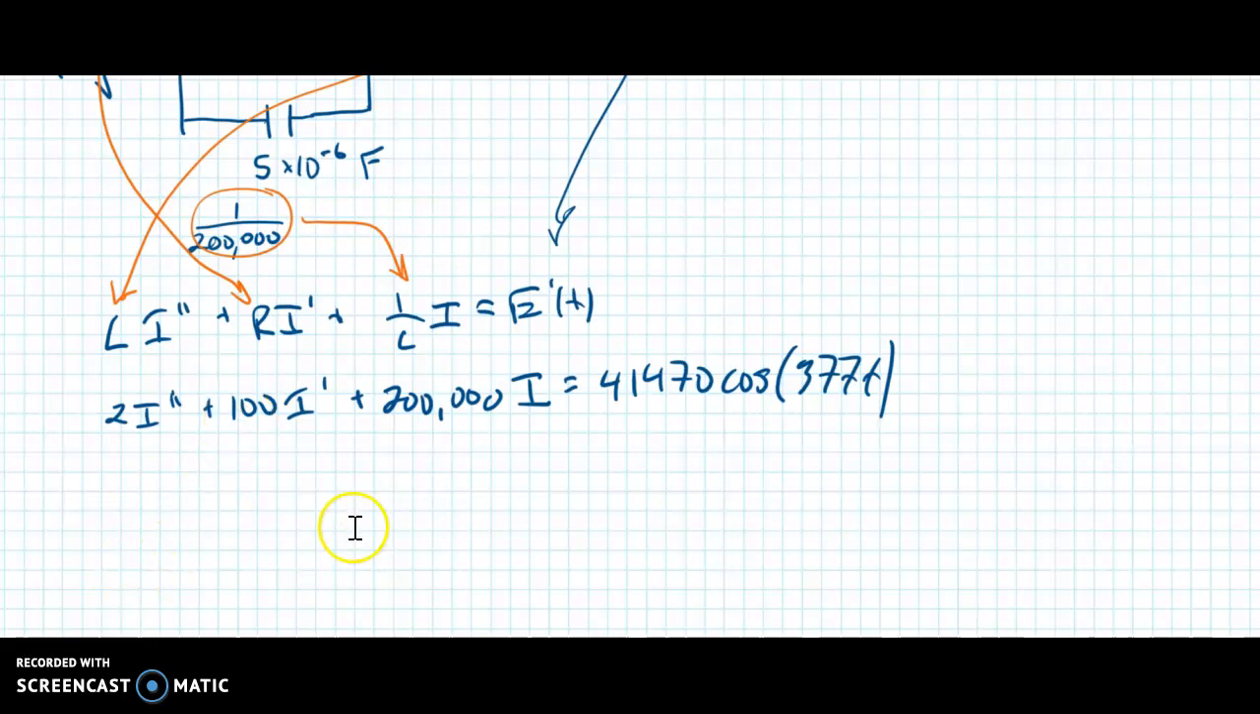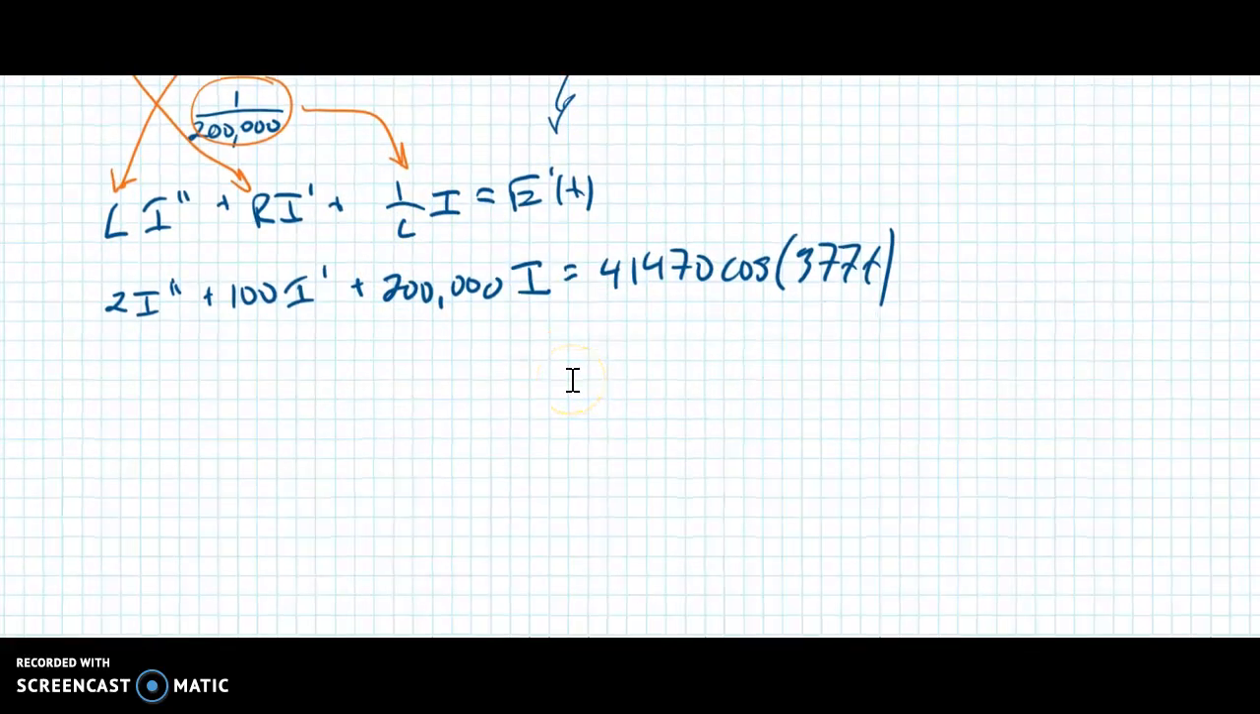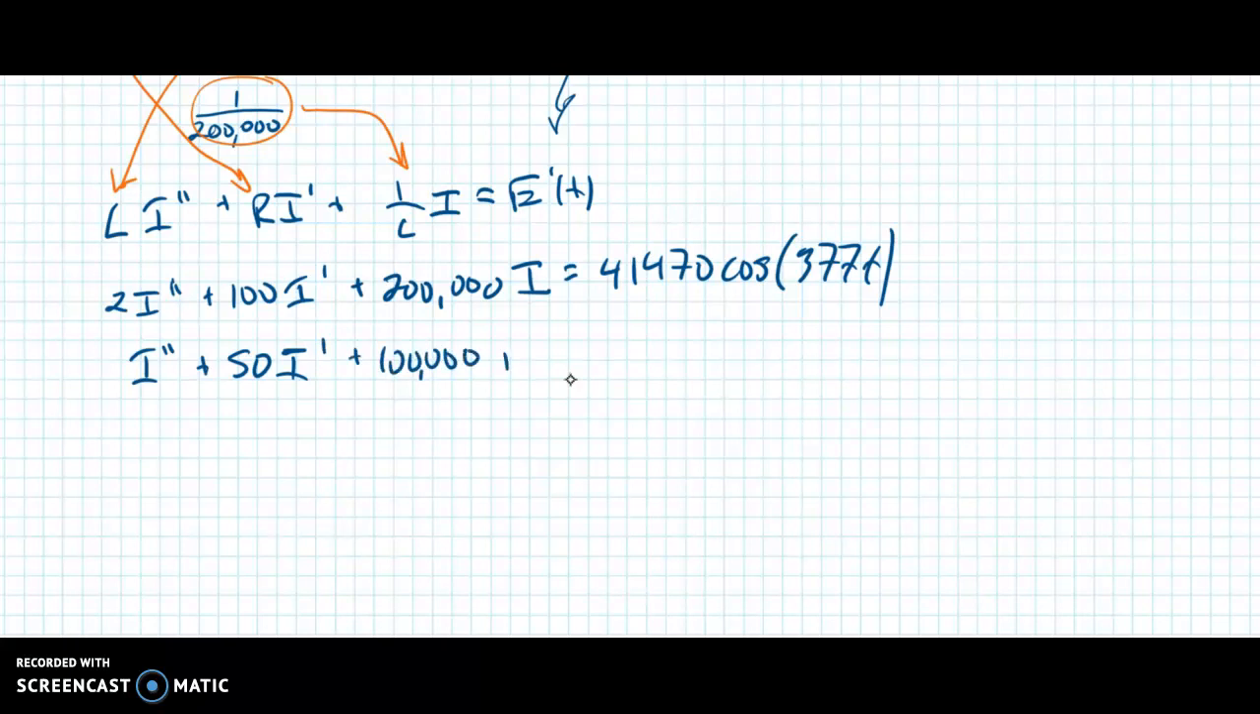Let's divide everything by 2 and then get going with solving this. There are no initial conditions here, so we'll just do the undetermined coefficients work, and we can leave the C's in there. Divide by 2: I double prime plus 50 I prime plus 100,000 I equals 20735 cosine of 377t. I'm going to do some rounding here, but we'll worry about it when we get to it.